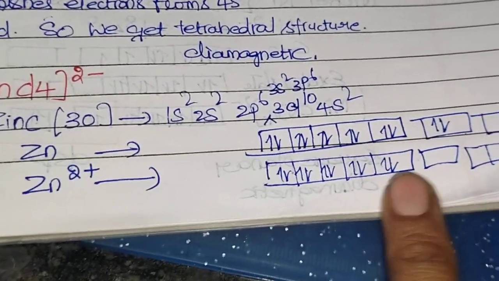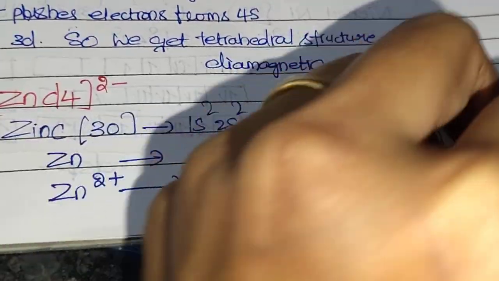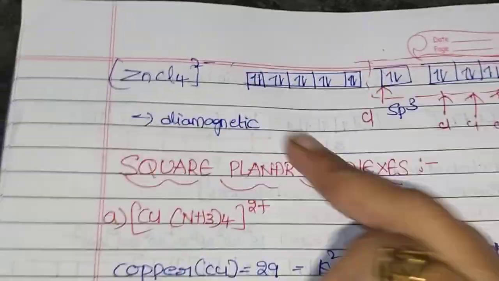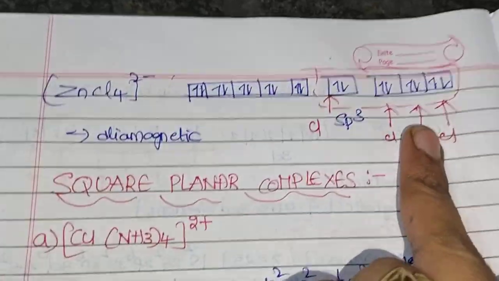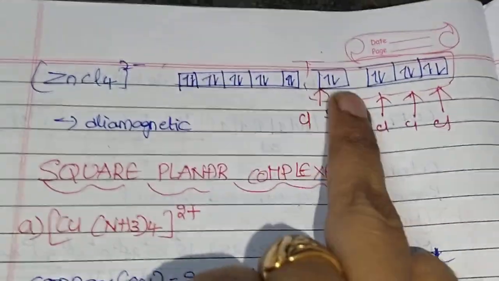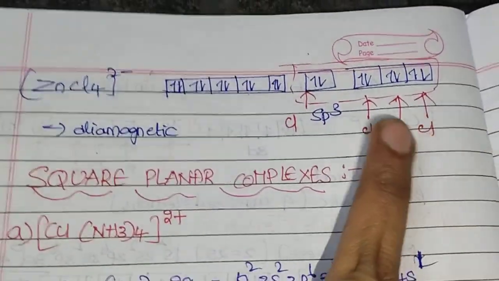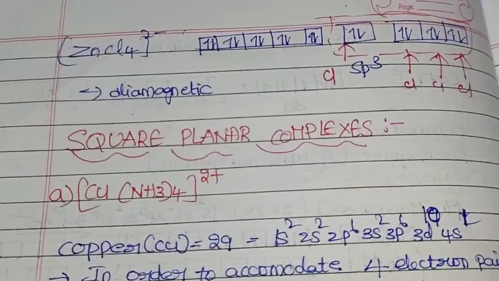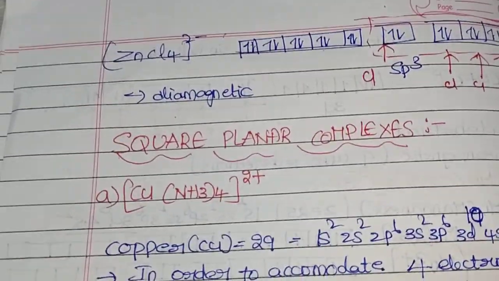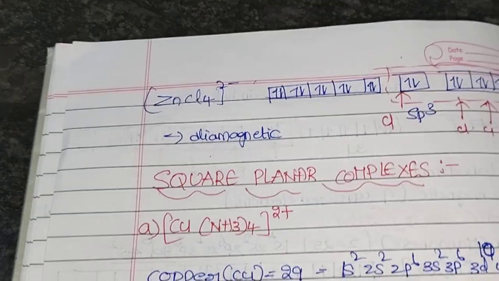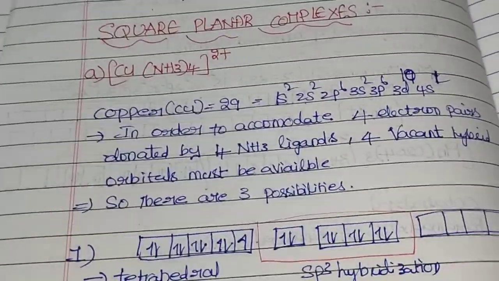So 4 chlorine atoms, it easily form bond. So no need to push electrons or something here, because already 4 vacant are there. So ZnCl4 2 minus will form sp3 hybridization. As no unpaired electrons are present, it is diamagnetic in nature. Then square planar complexes.